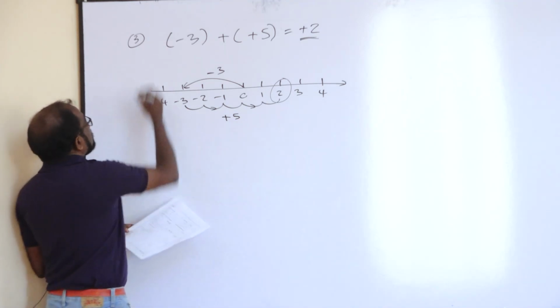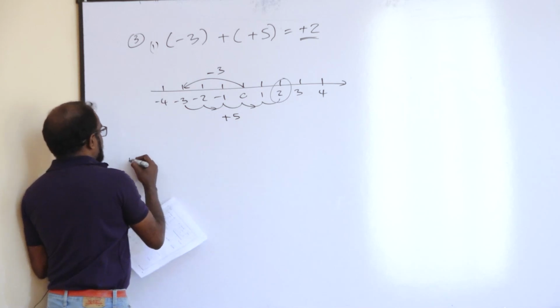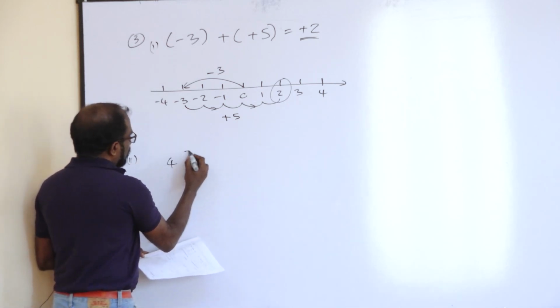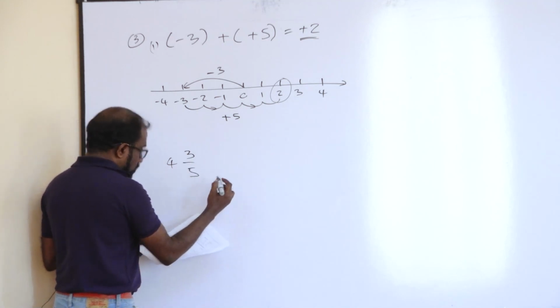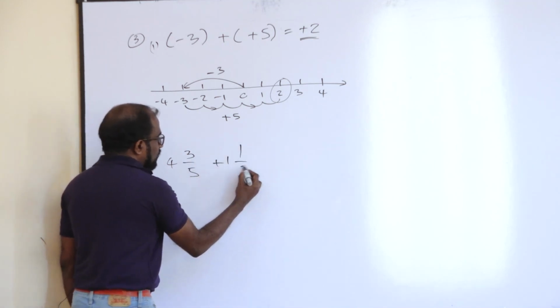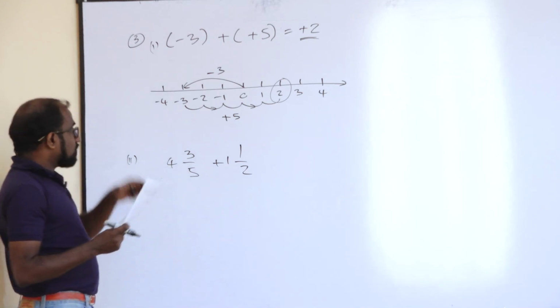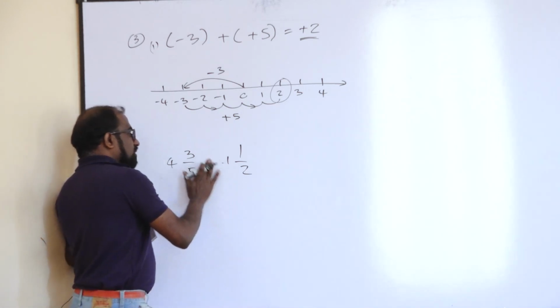Second question. Question number 3, second part. You are asked to add 4 3 over 5 with 1 1 over 2. 4 3 over 5, 1 1 over 2.